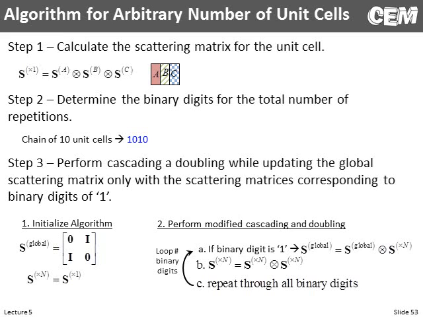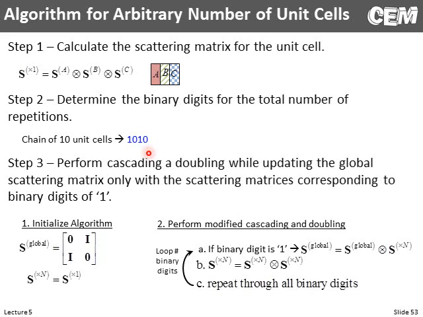So the first step is to calculate the scattering matrix of the unit cell. This is the thing that you want to cascade and double, so it's still SA, SB, SC. Then what we'll do is we'll take how many layers that we want to repeat, and let's say that's 10. We want 10 layers. That's not a power of 2. 8 and 16 are the powers of 2. We're going to convert this to binary, 1, 0, 1, 0.